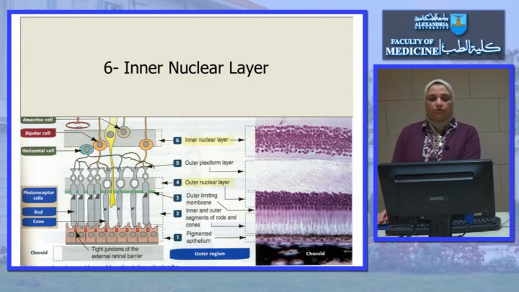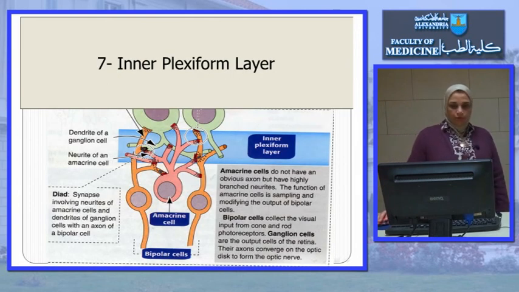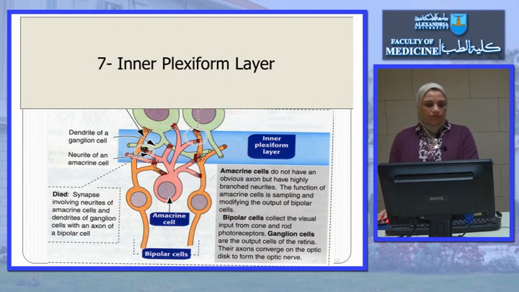Then we finished the inner nuclear layer. We'll go to the inner plexiform layer. The inner plexiform layer is the synaptic contact between axons of bipolar cells and dendrites of the ganglion cell layer. You see, these are large ganglion cells. There is interplay, or synaptic contact, between the dendrites of ganglion cells and the axons of the bipolar cells, together with the amacrine cells.